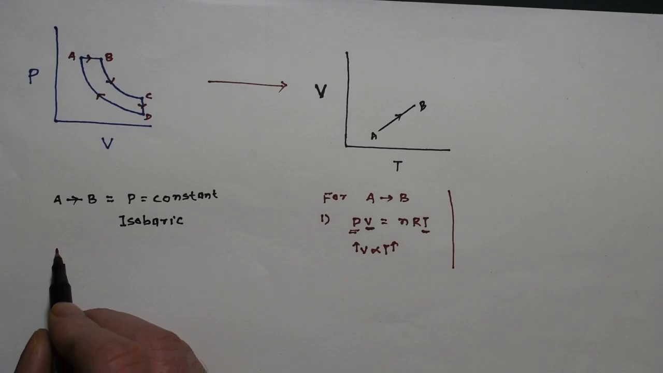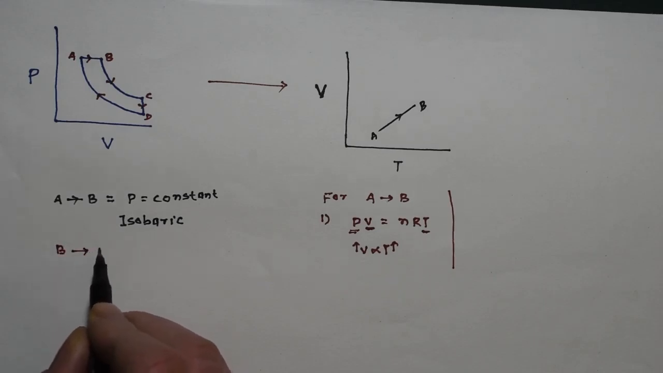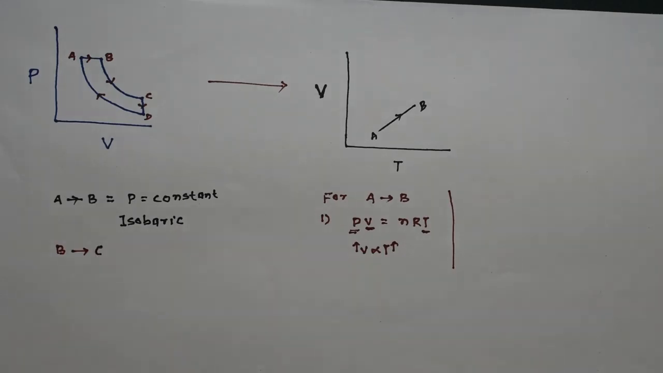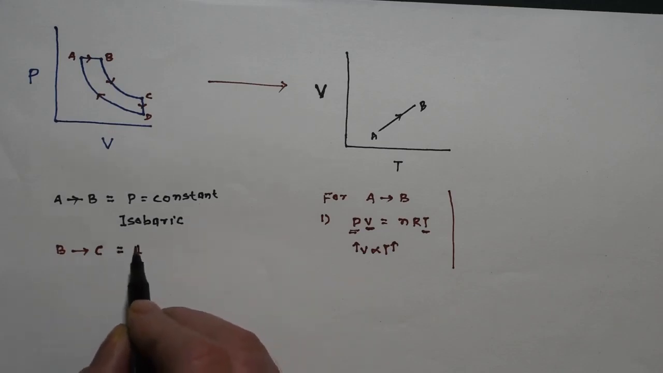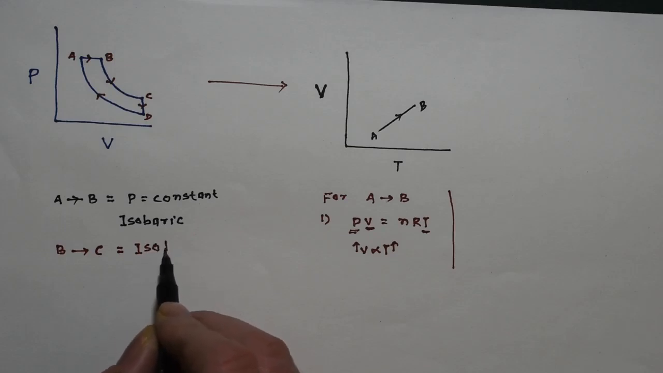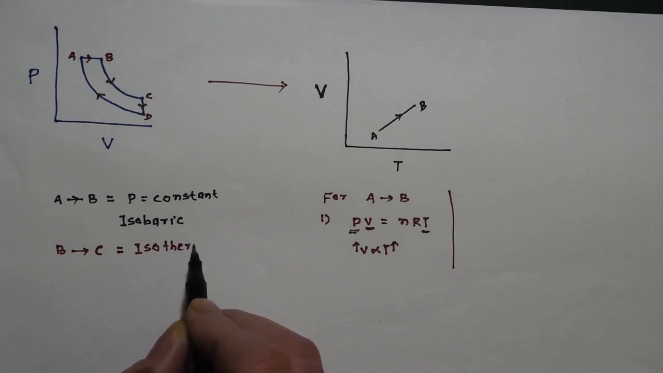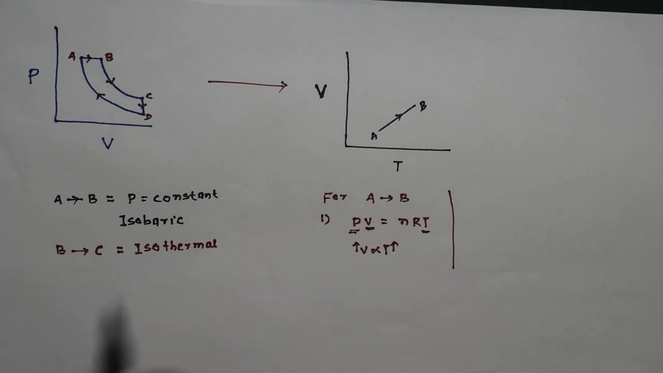Now second process, here when the system goes from B to C, this is an isothermal process, because in this process temperature is constant but pressure as well as volume is changing.